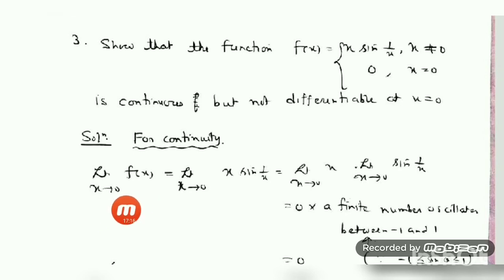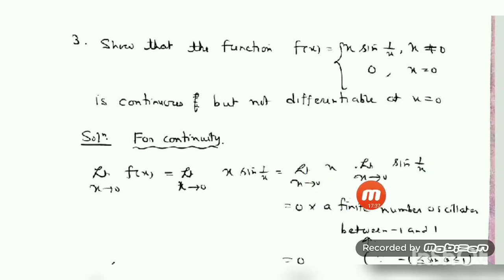Limit x tends to 0. Tends to 0 means 0 plus and 0 minus, and for both of them, it is defined by one way, not equal to 0. So I have substituted, separately do the limit. I have just considered the function for x not equal to 0. It is defined by x into sine of 1 by x. So here you see, this is the limit of a product.